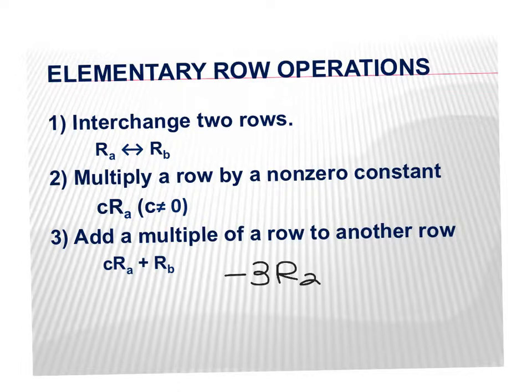If you are going to add 2 rows, then you could do like row 1 plus row 2. If you're going to do a constant first, like multiply 2 times row 1 and then add it to row 2, you would write that out as well.